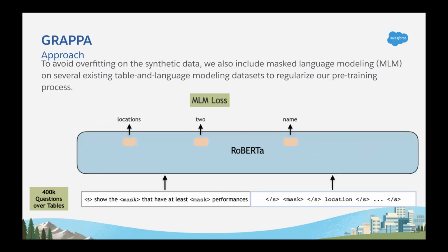Yeah. And the second loss is the MLM loss, which is a masked language modeling loss, which is used in almost all those BERT-like models. And we add the MLM because it's trying to avoid overfitting to the synthetic data.